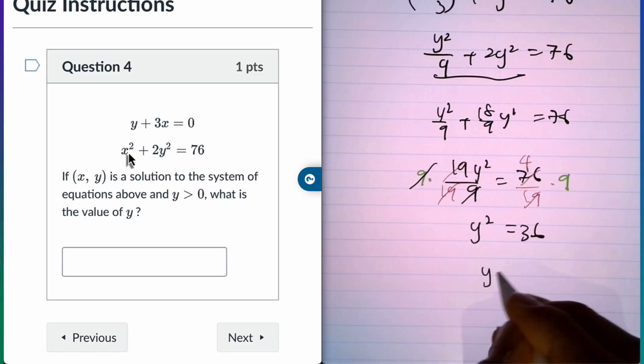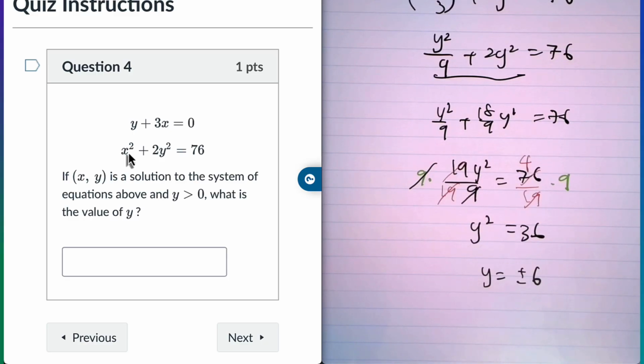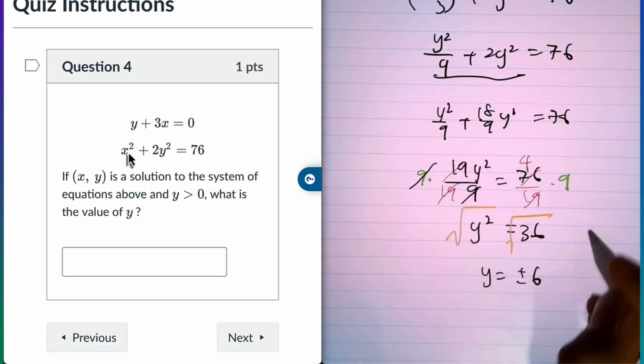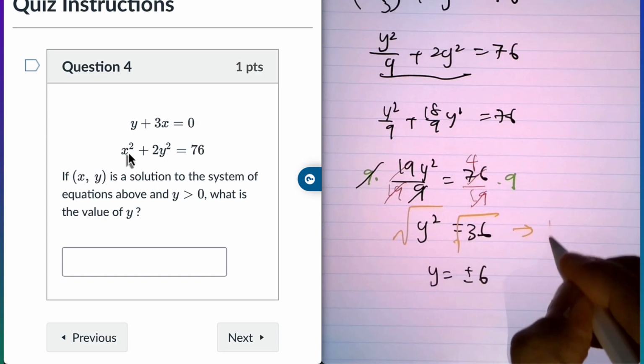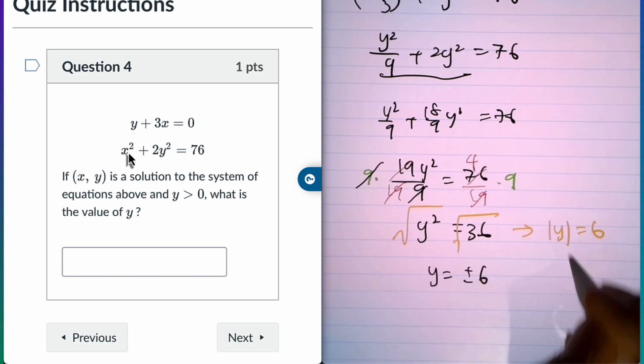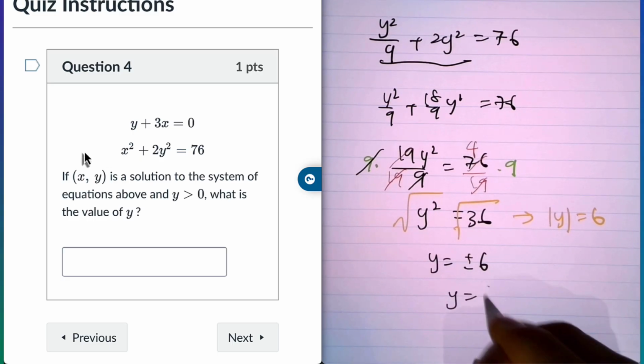Then y can equal two things. Plus or negative 6. Because when you take the square root of a square, I told you before that the square root of a square is the absolute value of y. So you can have plus or negative 6. Okay? But we said in the direction that y has to be positive. So we'll just keep the positive 6. And that's your answer.